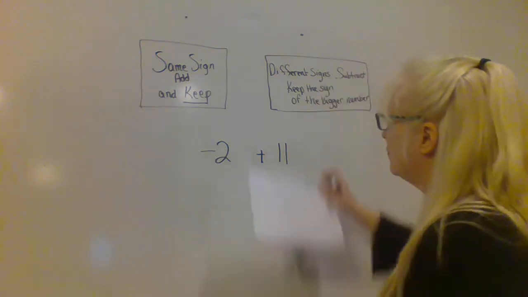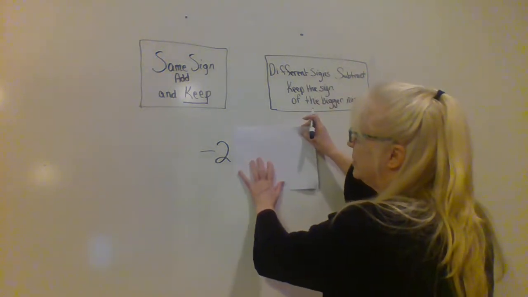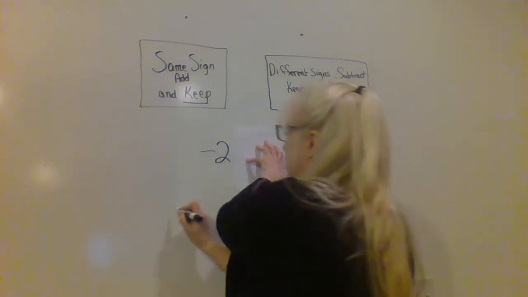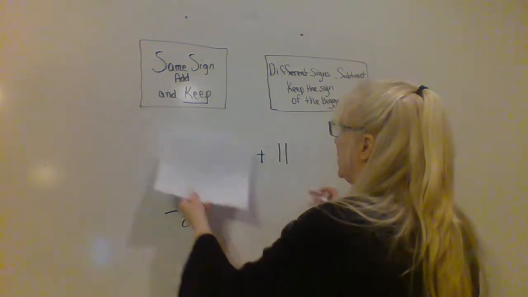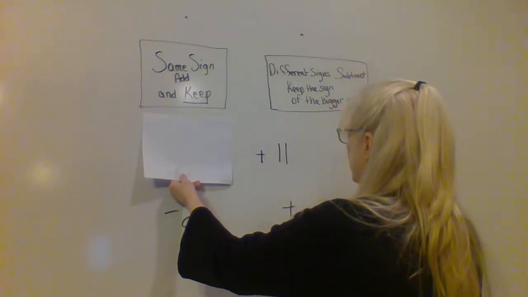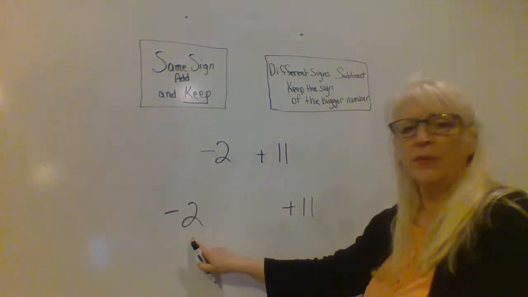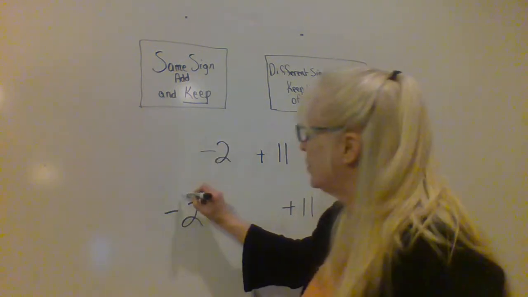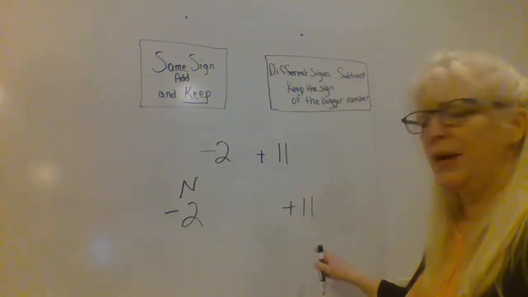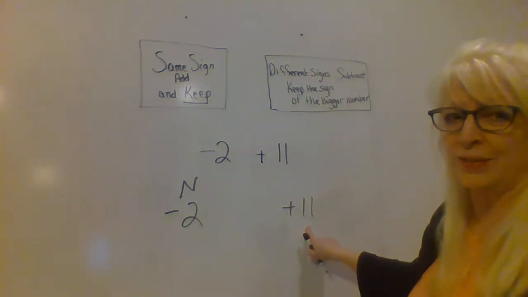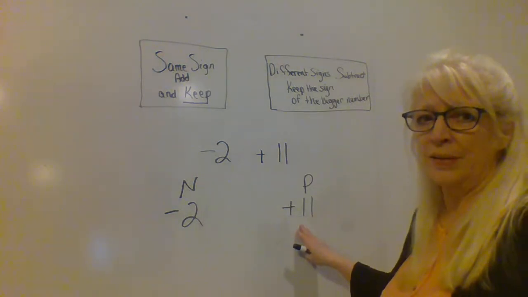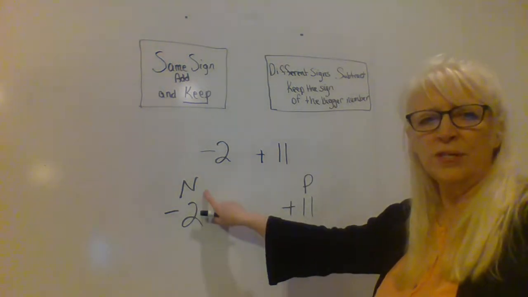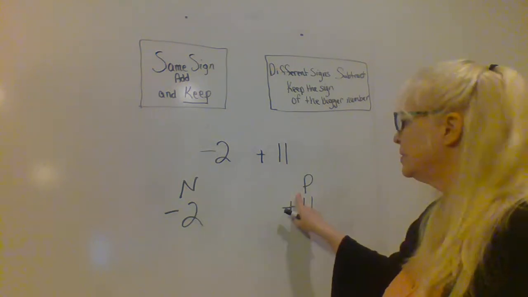Okay, so at the 2, I'm going to separate this. So this one is negative 2. And then now I'm going to cover my 2 up, and I've got plus 11. Okay, well this number is negative. So I'm going to write an N to stand for negative. And this number, well, that's easier. This one's positive. So I can see that. So it's not even disguised. But they're different signs. This one's negative and this one's positive.